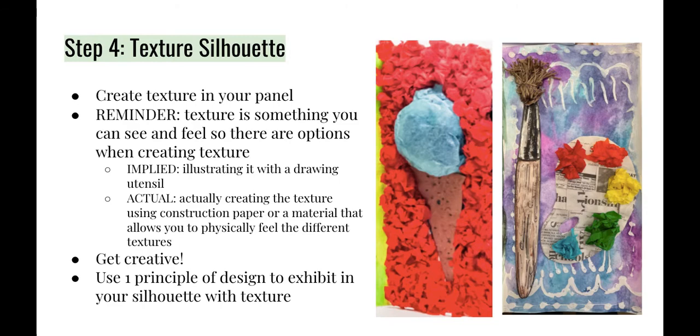So for mine, I decided to mess with the proportions and I made my paintbrush really large and my paint palette really small. I put implied texture on the wooden handle of the paintbrush and also the metal handle of the paintbrush. And I put actual texture on the paintbrush head, the paint palette, and also the paint splotches on the palette, in addition to making actual texture on the background.